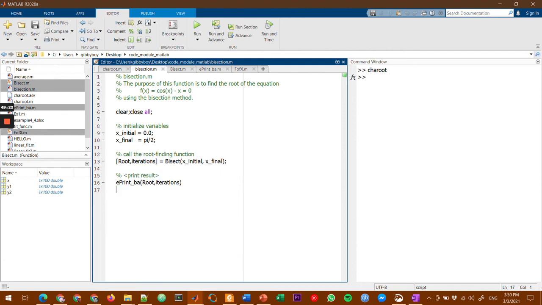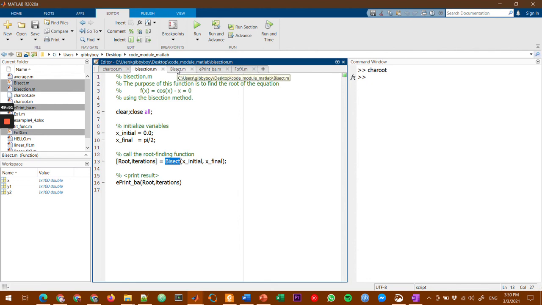The first function is bisect. This is responsible for the calculation and finding of the root. It also has an additional output, meaning how many iterations were required to get the root. And then from this result, the root and the iterations will be fed into this function, so that it prints. Its purpose in life is to print the result. So let's look at the bisect function.